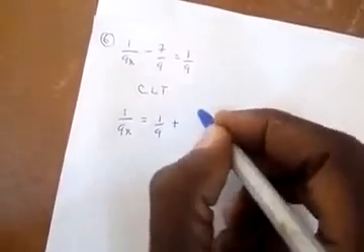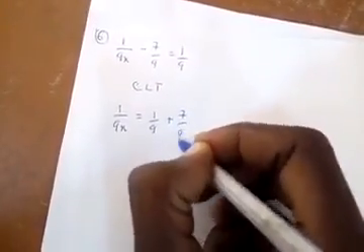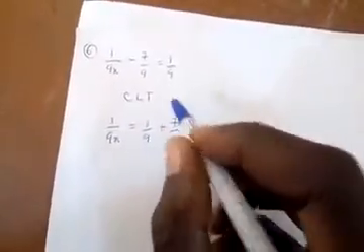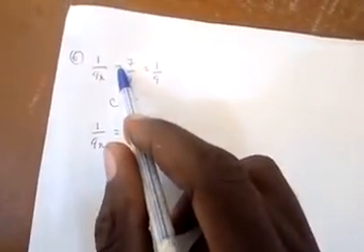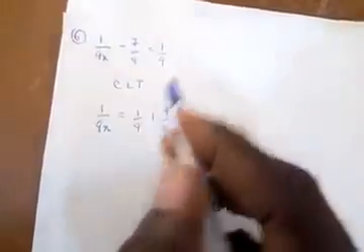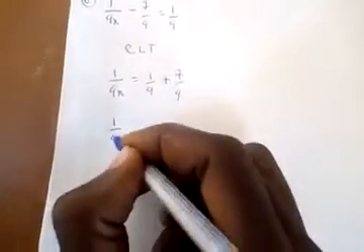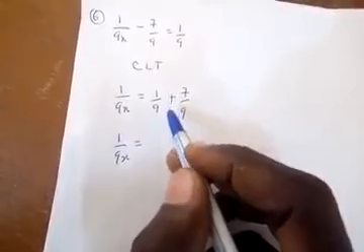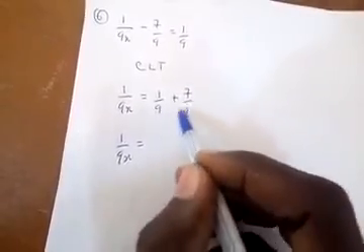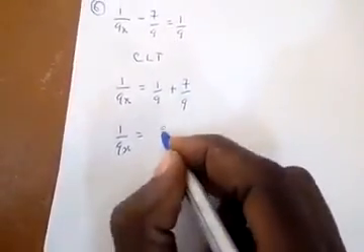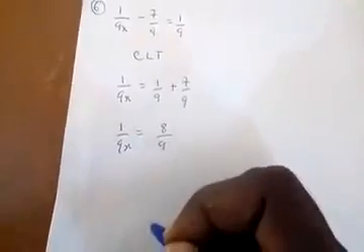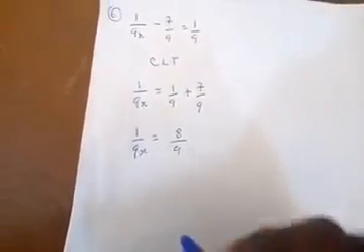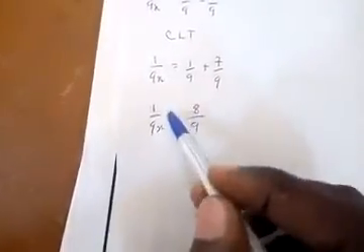So 1 over 9x is equal to 1 over 9 plus 7 over 9. Why is it plus? Because it's minus here, and by the time it crosses the equal sign, it will change to plus. So I have 1 over 9x is equal to, if you remember, they have the same denominator, so I'll just add the numerators. So it's going to be 8 over 9.